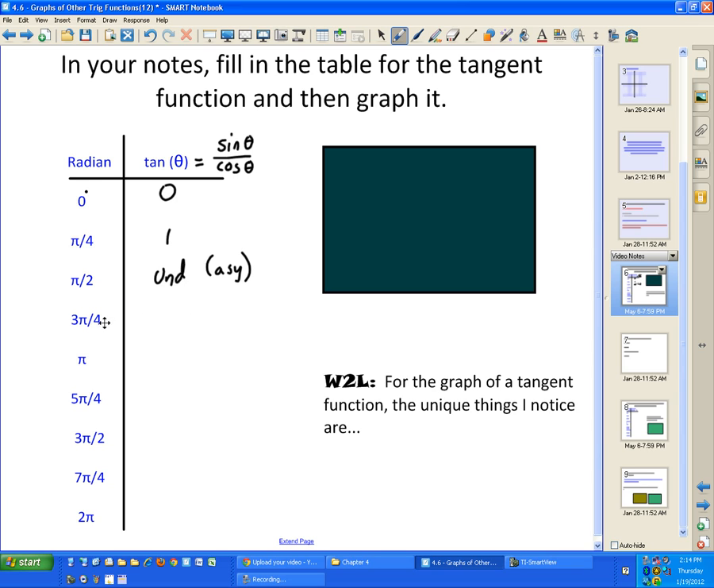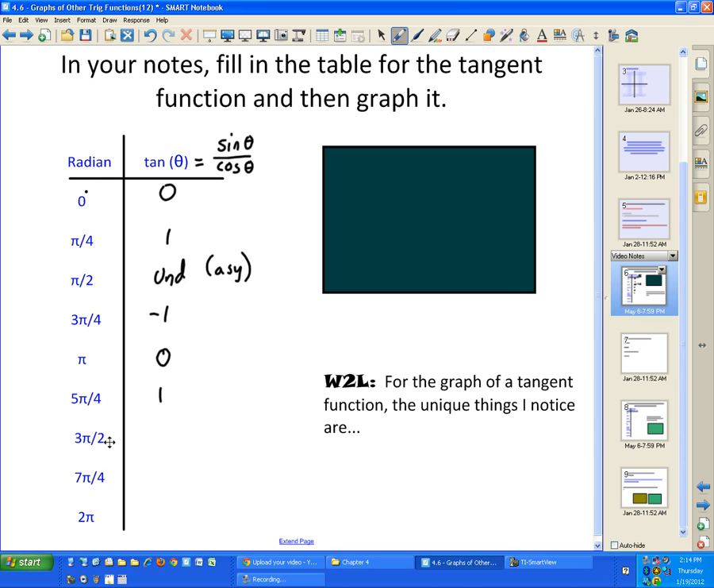And then at 3 pi over 4, we have a positive sine but a negative cosine, so I'm at negative 1. At pi, sine is 0, cosine is negative 1, which gives me a 0 there. And then at 5 pi over 4, I have a negative root 2 over 2 for sine and a negative root 2 over 2 for cosine, so I'm at positive 1.